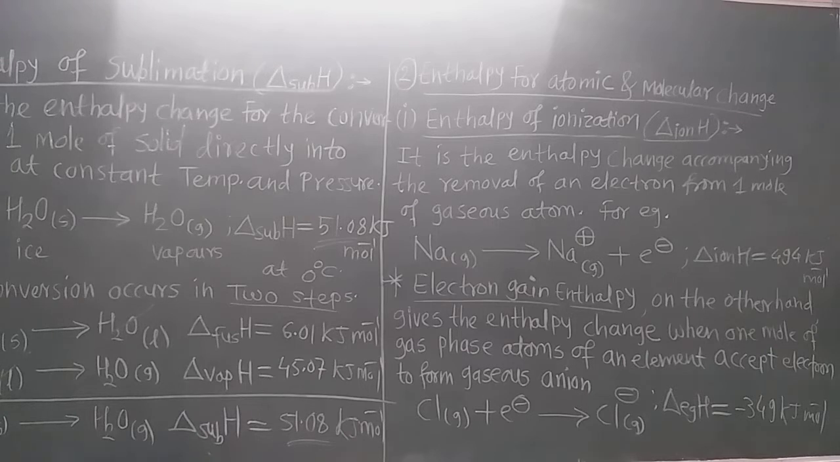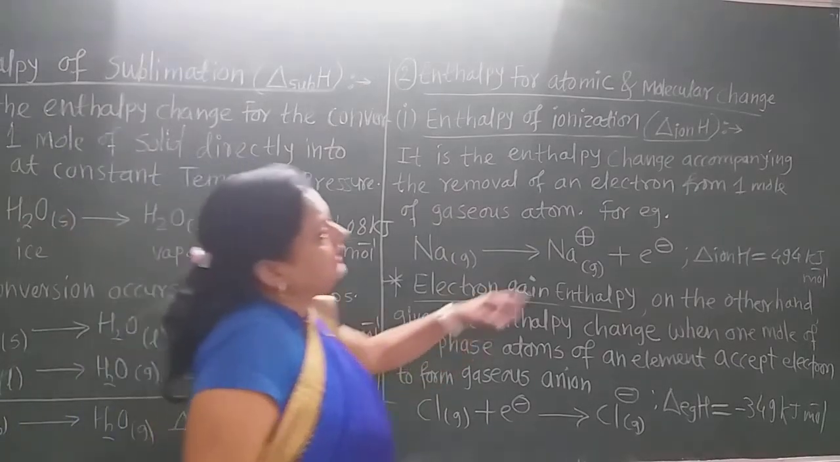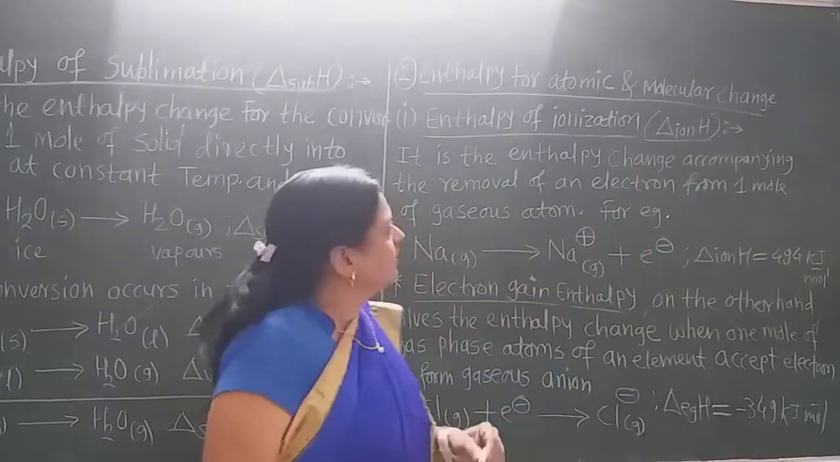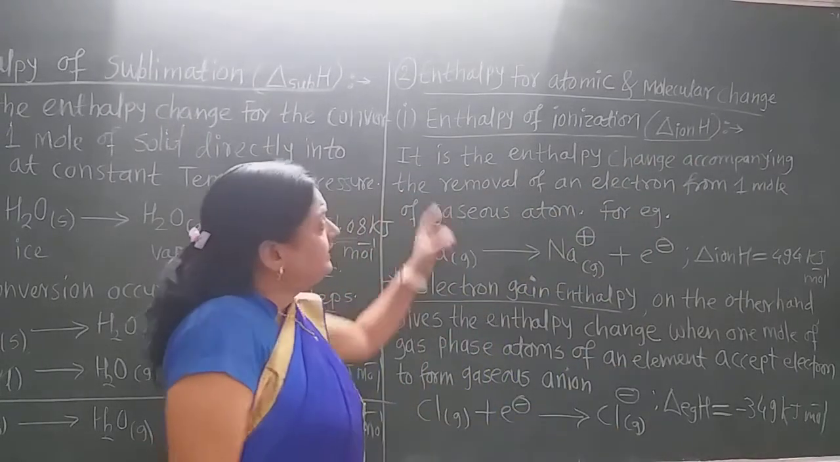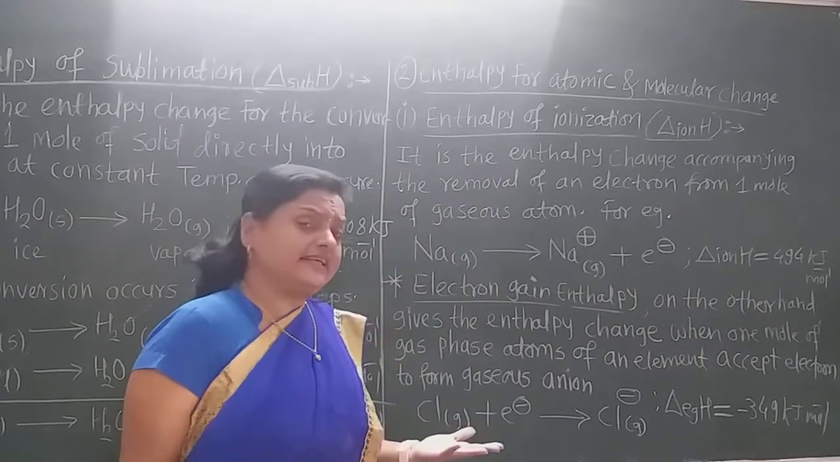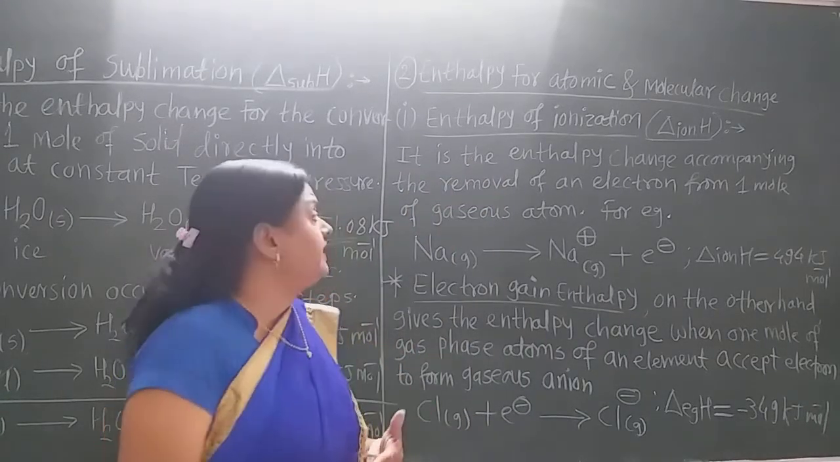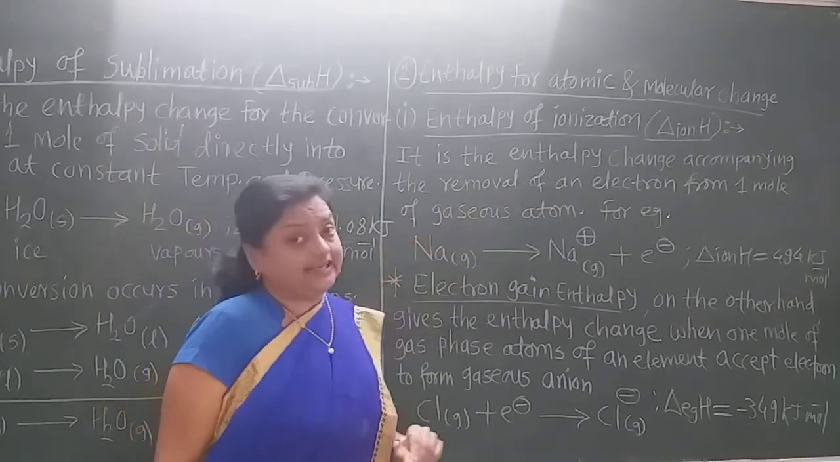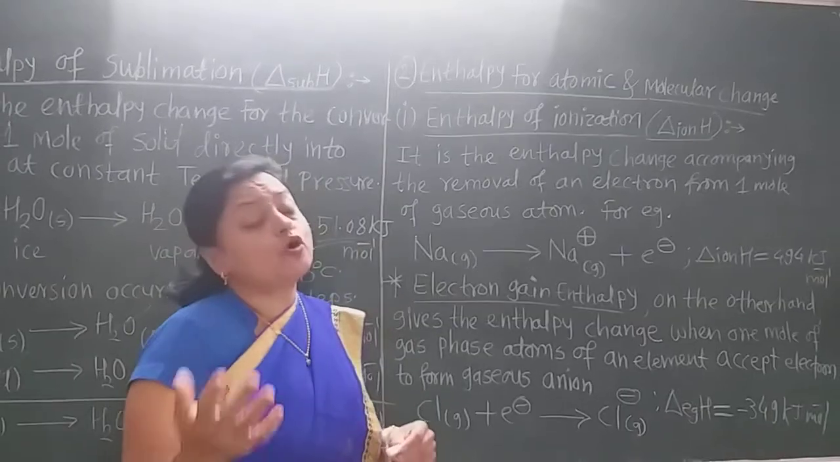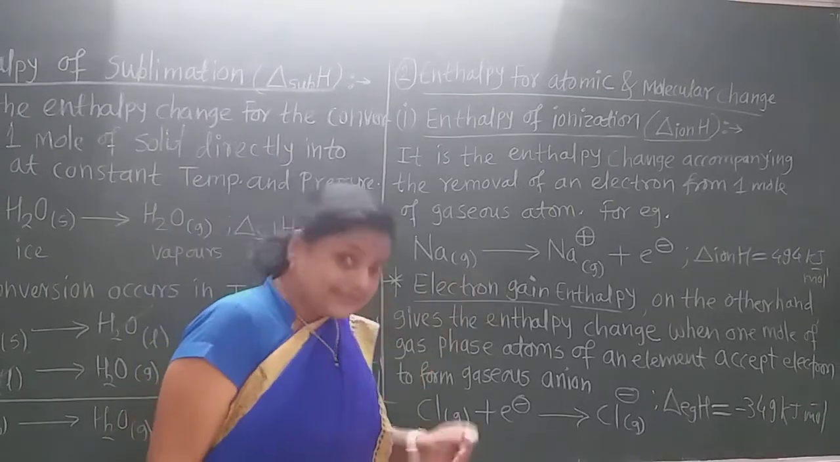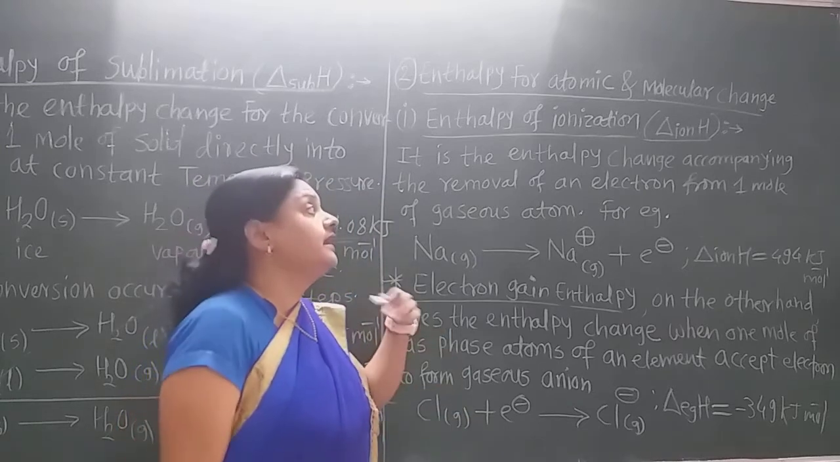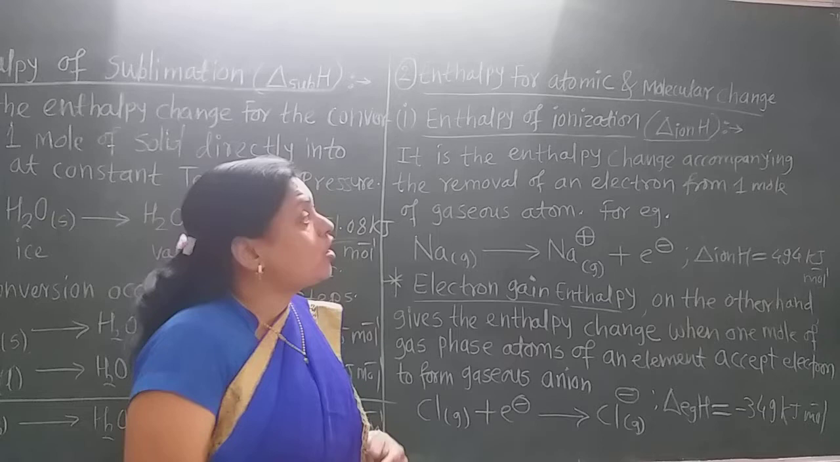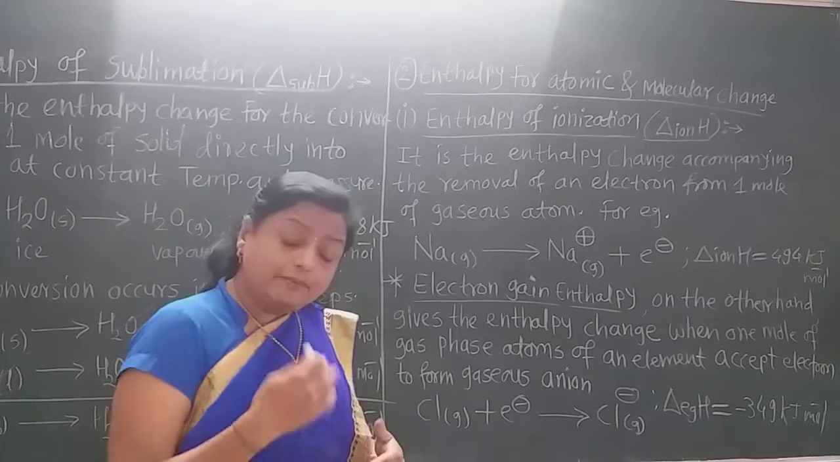Now what is the definition of enthalpy of ionization? This enthalpy of ionization is shown by the symbol delta ion H. Now what is the statement? It is the enthalpy change, delta H, accompanying the removal of one electron from one mole of gaseous atom. When we remove one electron from one mole of gaseous atom, at that time the enthalpy change is called the enthalpy of ionization.